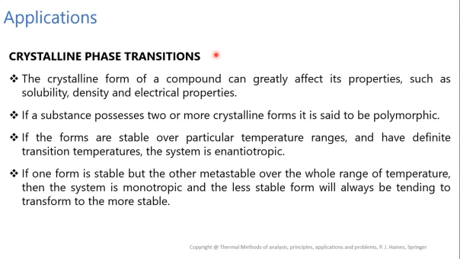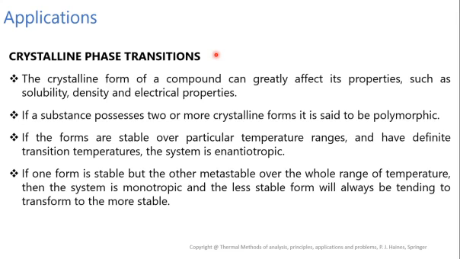What is meant by crystalline phase transition? Generally, the crystalline form of a compound can greatly affect its properties, such as solubility, density, and electrical properties. If the substance possesses two or more crystalline forms, it is said to be polymorphic. For example, carbon exists in various forms: graphite, diamond, and fullerene. Just like that, if a substance possesses two or more crystalline forms, we call it polymorphic.